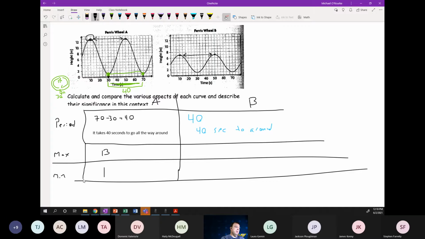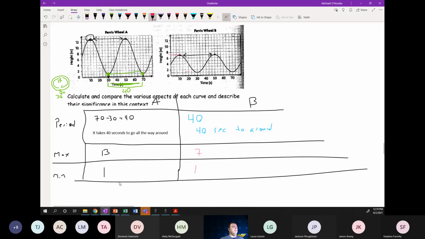What's your max and min in yours? So what's your max and min for Ferris wheel B? Seven and 1. Do we agree with her? Looks like it, doesn't it? 7 and 1. Perfect. Okay.